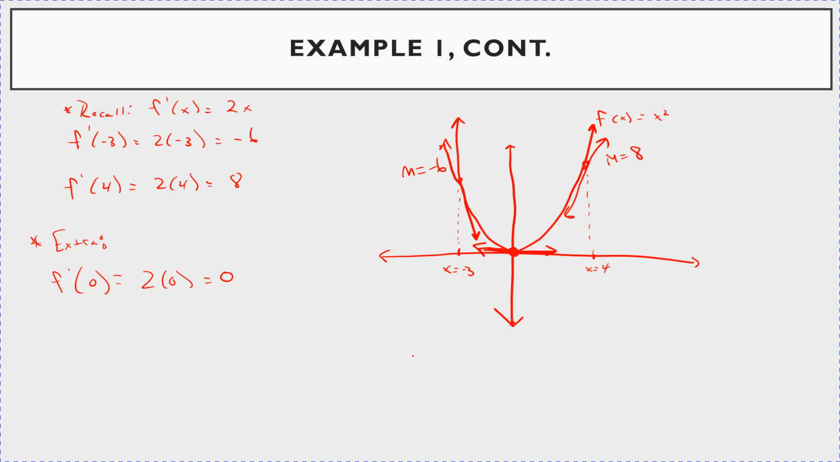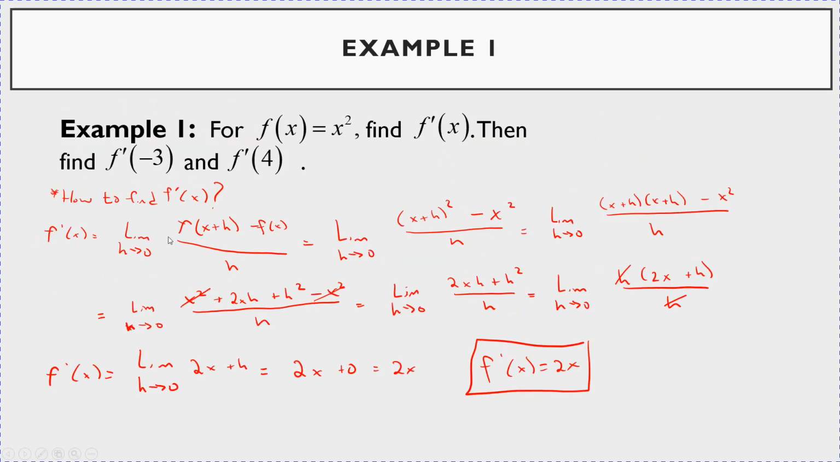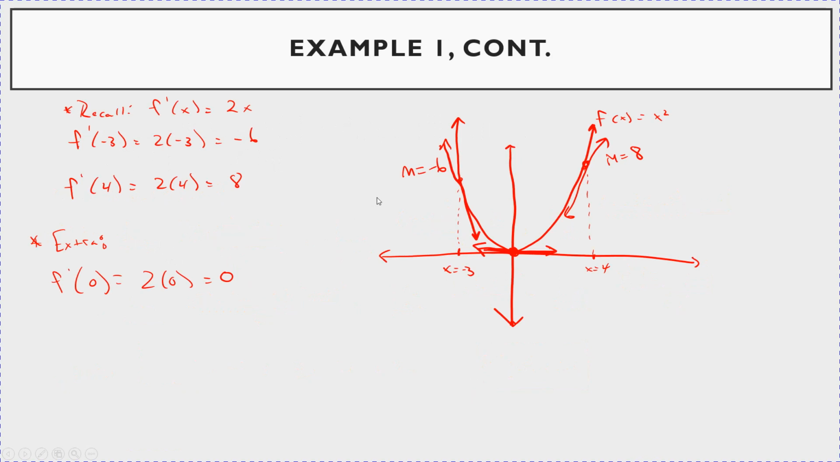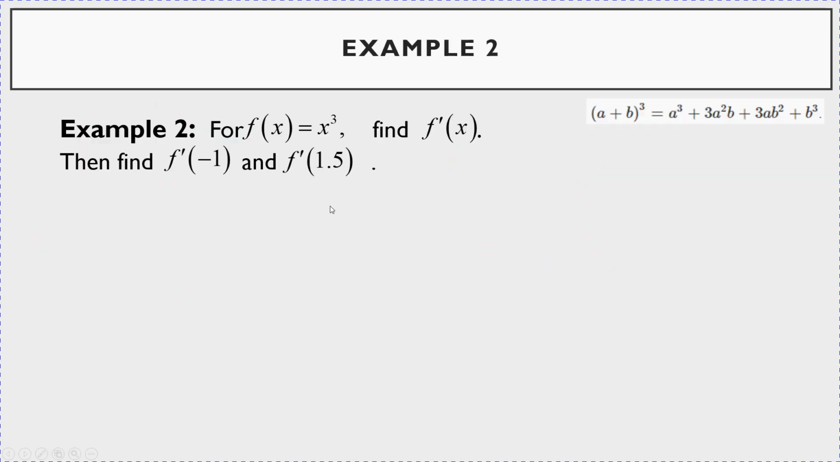Let's do some more examples. What we're going to do in this section is find the derivative function, this f prime of x, with the limit process. And you're going to notice that some of these problems involve a lot of algebra work. I'm going to show you the tricks in later sections, but let's just focus on evaluating the limit here.